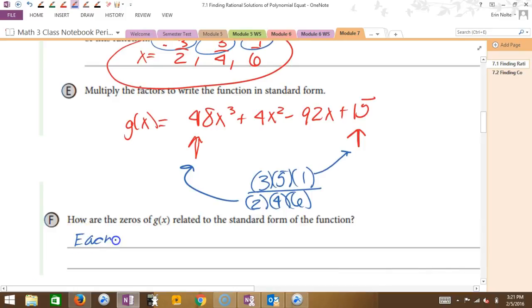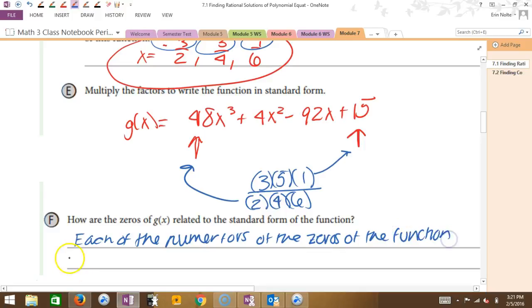So each of the numerators of the zeros of the function in standard form.